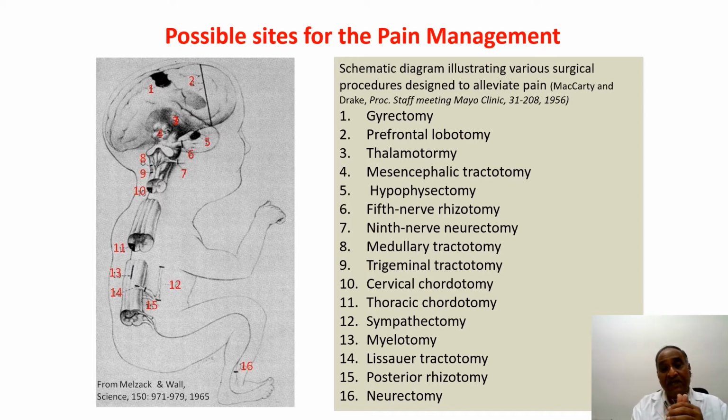Posterior rhizotomy, the posterior root sectioning. The neurectomy, the nerve fiber which is carrying these pain sensations is cut. These are all the surgical methods which are practiced in terminal illnesses or the illnesses in which the patient is having intractable pain, especially malignancy or other disorders.